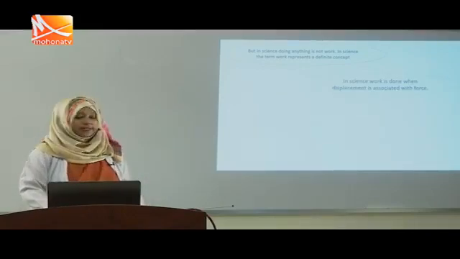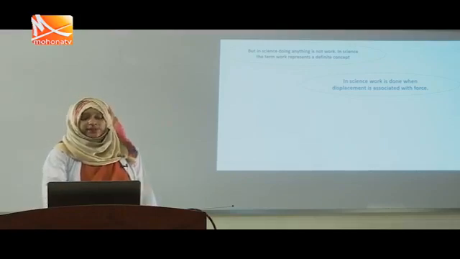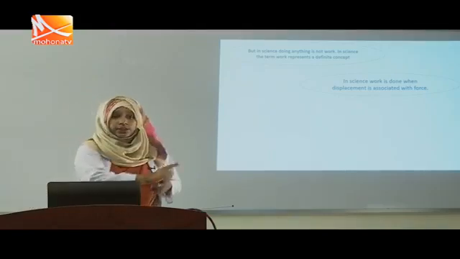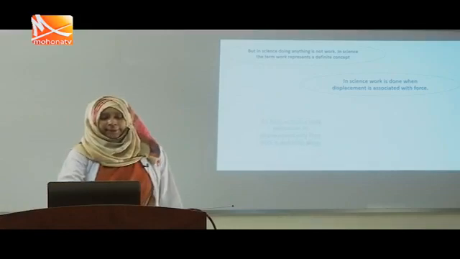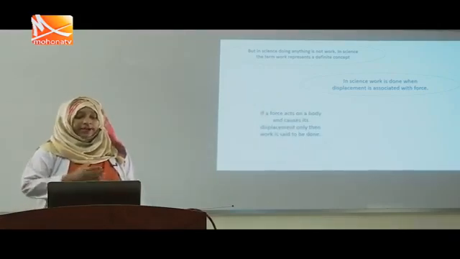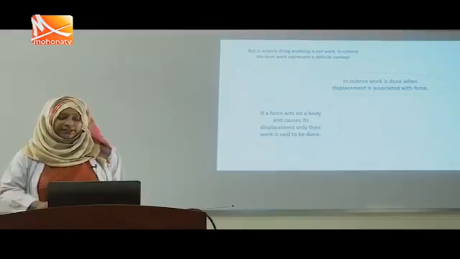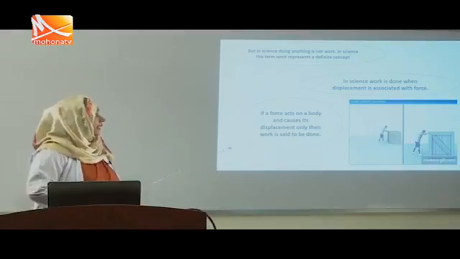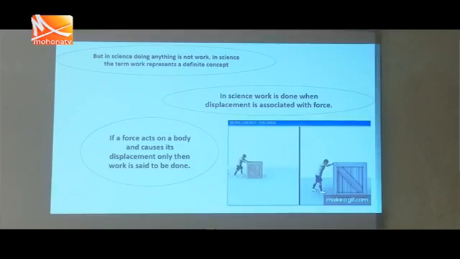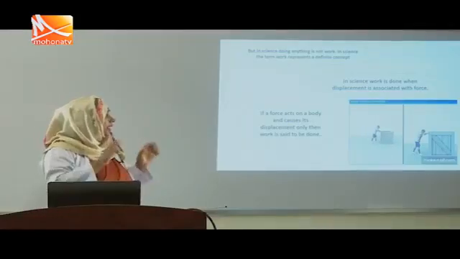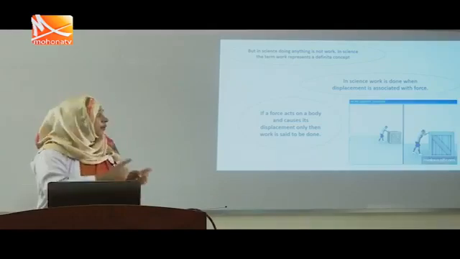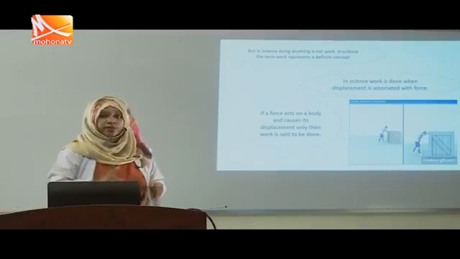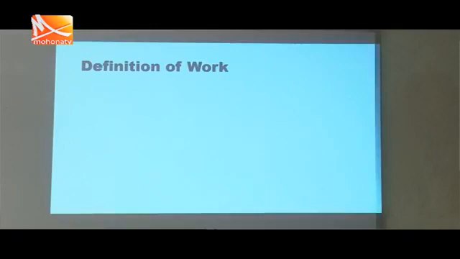In science, work is done when displacement is associated with force. That means if we apply force on an object, the object should be displaced from its position, then it is considered to be work. If a force acts on a body and causes its displacement, only then work is said to be done. Here you can see, in the first case, a person is applying force on a box and displacing it. And in the second picture, the person is applying force, but the box doesn't displace from its position. So in science, the first case is considered as work, but the second one is not. So how can we define work?